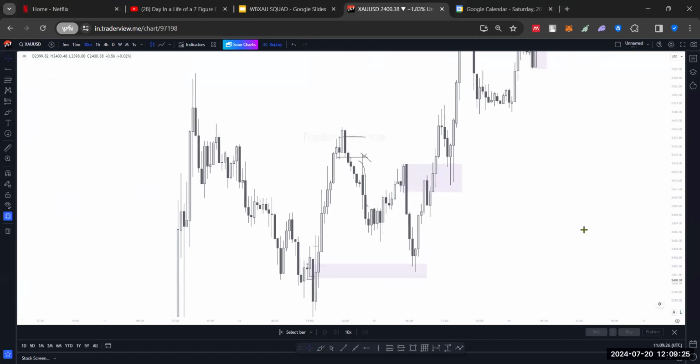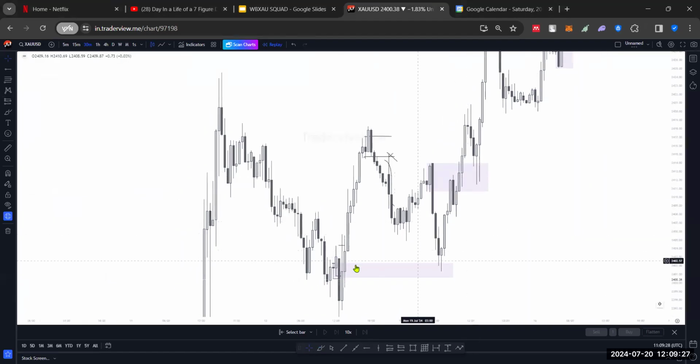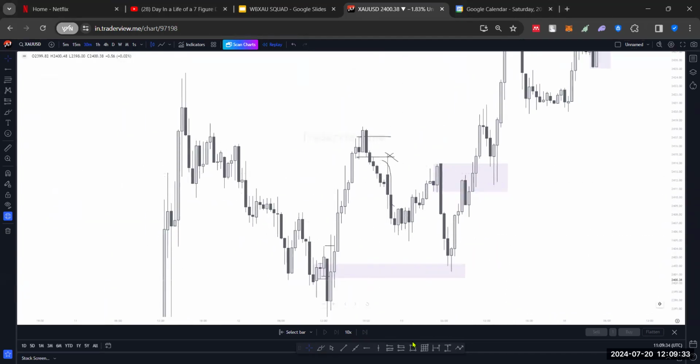For example, we have this level. Let's assume we want to buy on this level. And what does price do? Price comes. Sorry, let me take this away. Show in 15.